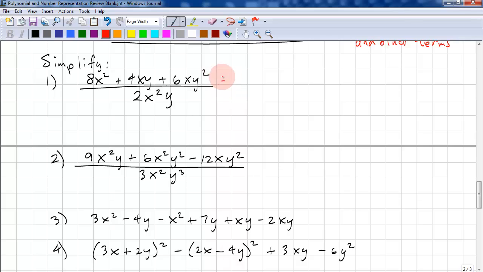Okay, let's simplify this. We look for things to factor out. These are all even, so 2 is a factor. There's x in every term, so let's factor that out. So we're doing 8x squared divided by 2x. That's 4x. 4xy divided by 2x. So that's 2y. And 6xy squared divided by 2x. That leaves us with 3y squared.